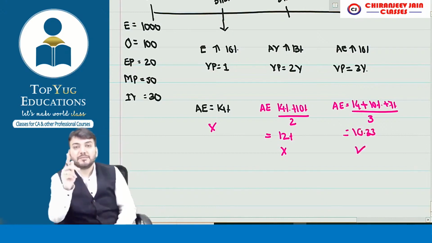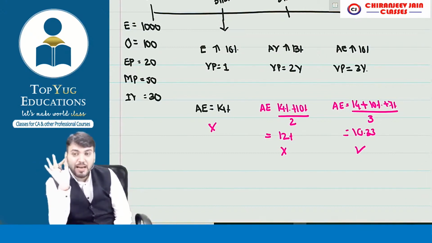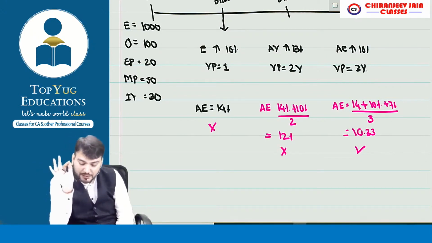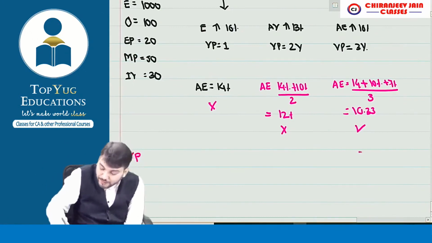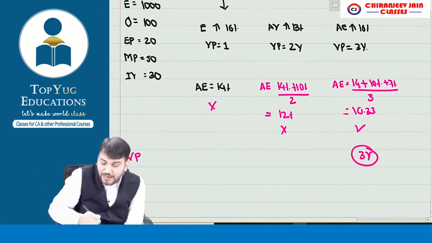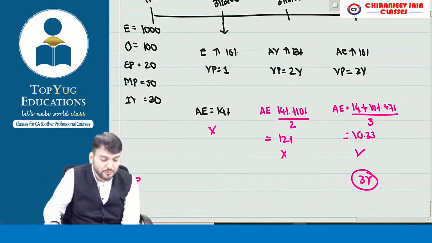Means condition is satisfied. Means one thing is clear that actual vesting period will be what? 3 years. Means can I say if I say vesting period, so actual vesting period is 3 years. Up to this any doubt? I think no doubt. Correct.